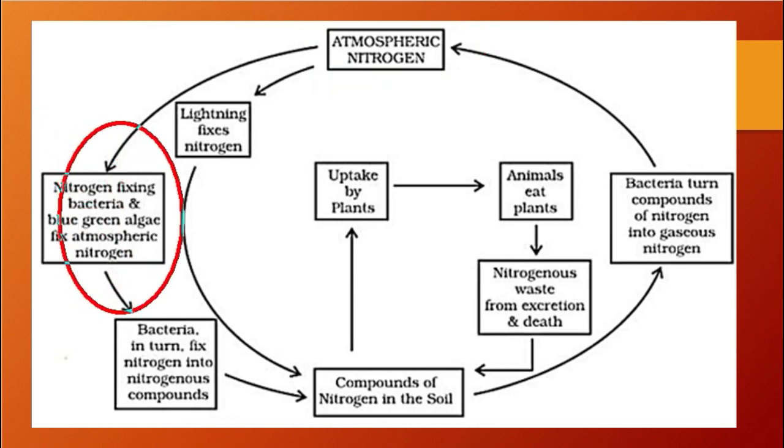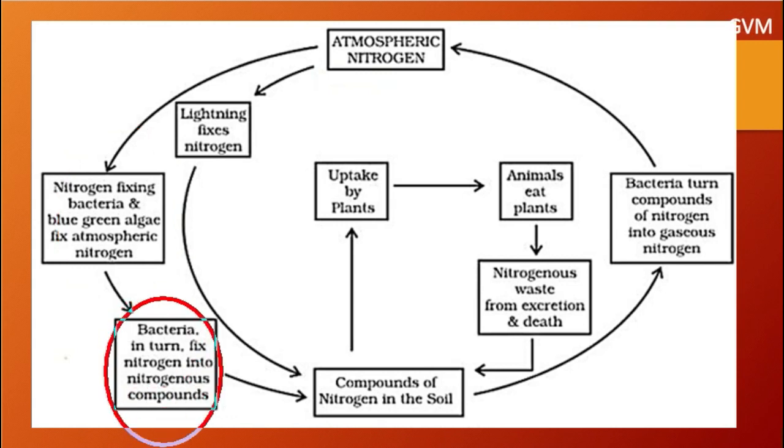The first one is by the help of nitrogen fixing bacteria. These nitrogen fixing bacteria convert the atmospheric nitrogen into usable compounds. Students, these nitrogen fixing bacteria convert the atmospheric nitrogen gas into nitrogenous compounds like nitrates or nitrites. Then these nitrites and nitrates are used by the plants from the soil.